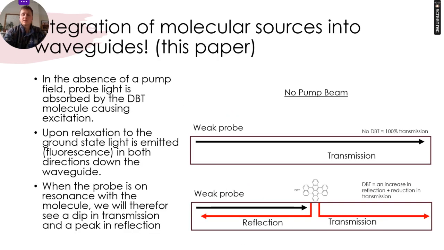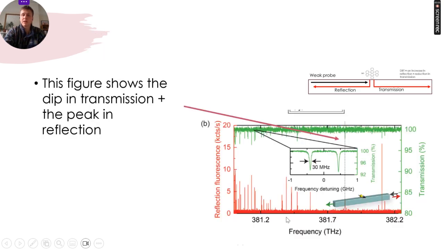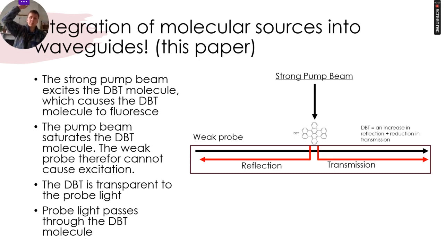Okay, so this was the simplest scenario, where we have no pump beam shining from above. We just have a probe beam. Now imagine we shine a strong pump beam down on top of the molecule, whilst we also put a weak probe beam through the waveguide, so they're coming perpendicular to each other. Because our pump beam is strong in comparison to our probe beam, the pump beam will preferentially excite the DBT molecule. And if the two are on resonance, we'll basically get complete saturation of the energy levels. So the energy levels will be fully excited by the pump beam. And so, because this is completely saturated by the pump beam, our probe beam will essentially just pass straight through this waveguide and not couple at all into the DBT molecule.